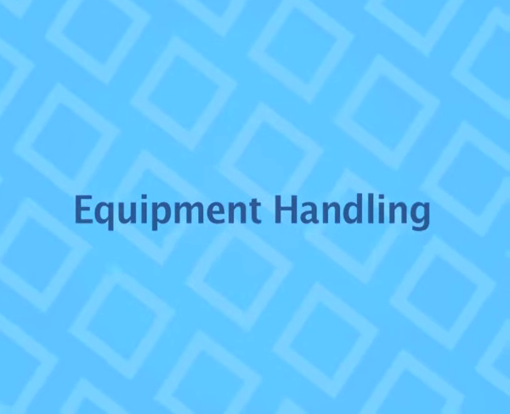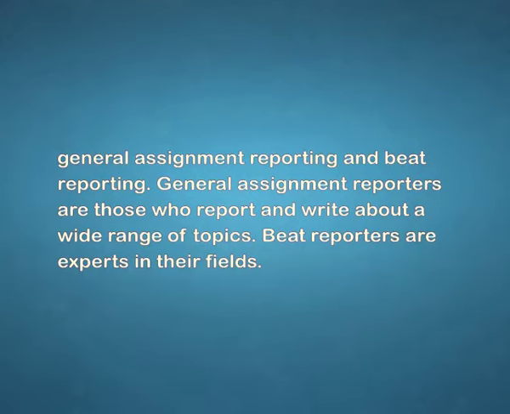Types of reporting. Reporting can be classified into 2 parts: general assignment reporting and beat reporting. General assignment reporters are those who report and write about a wide range of topics. Beat reporters are experts in their field.